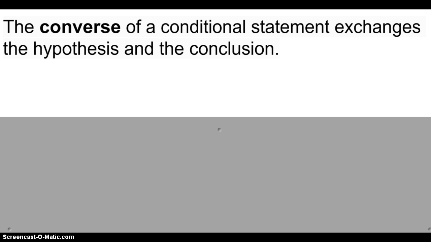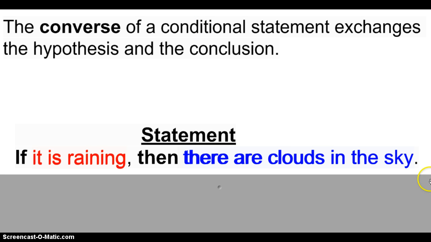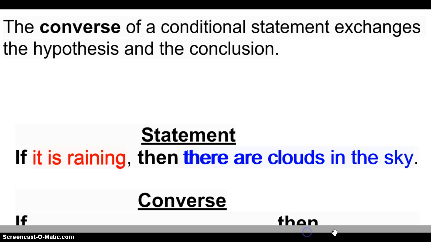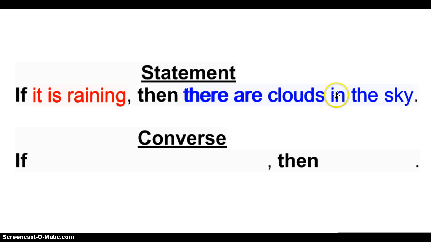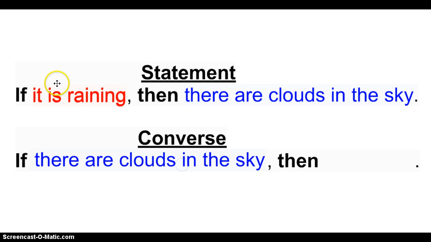The second vocab we need for 2.2 is a converse. And a converse of a conditional statement simply switches the hypothesis and the conclusion. So for example, in our original sentence, we had if it is raining, then there are clouds in the sky. That's our conditional statement, our original. The converse of this statement simply takes the conclusion, there are clouds in the sky, and if it is raining, and switches them.